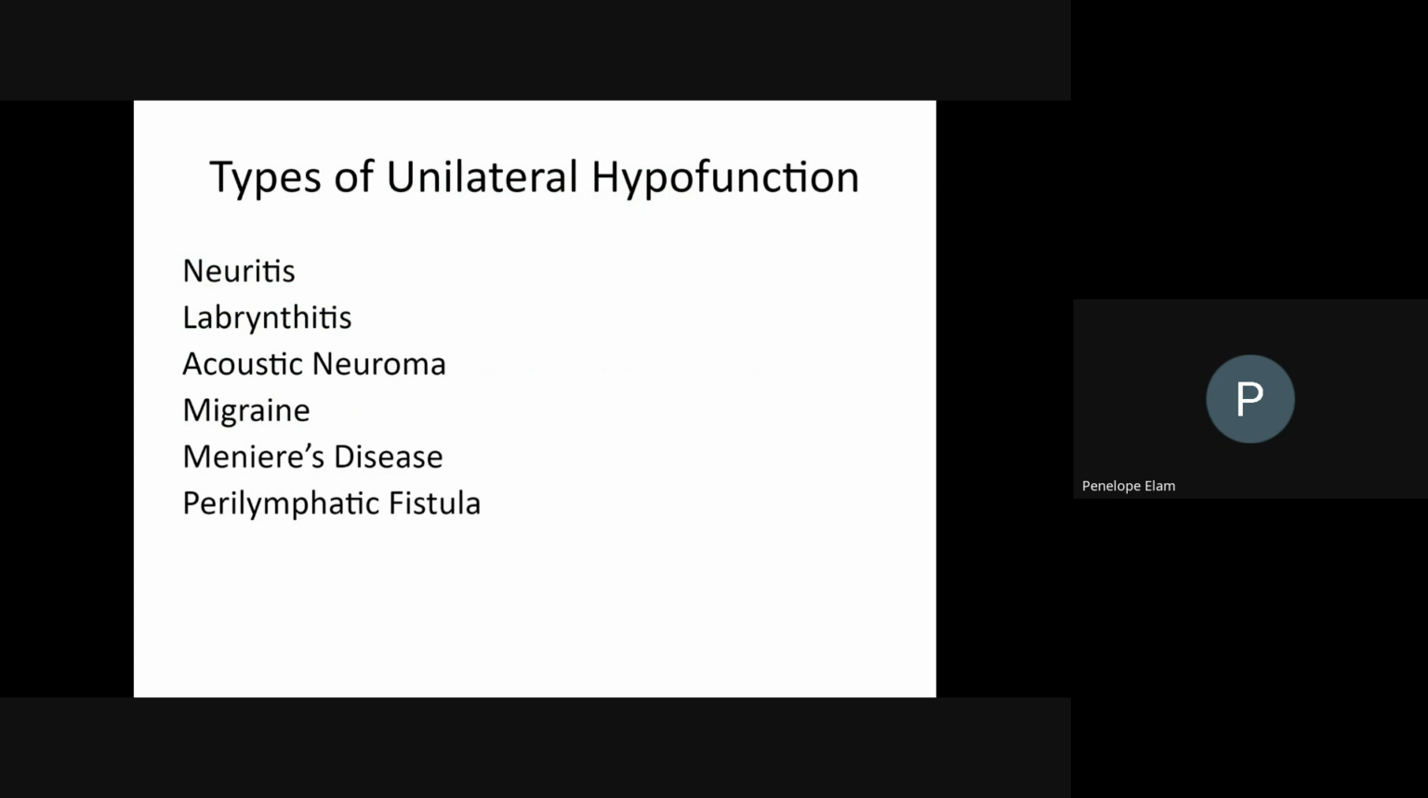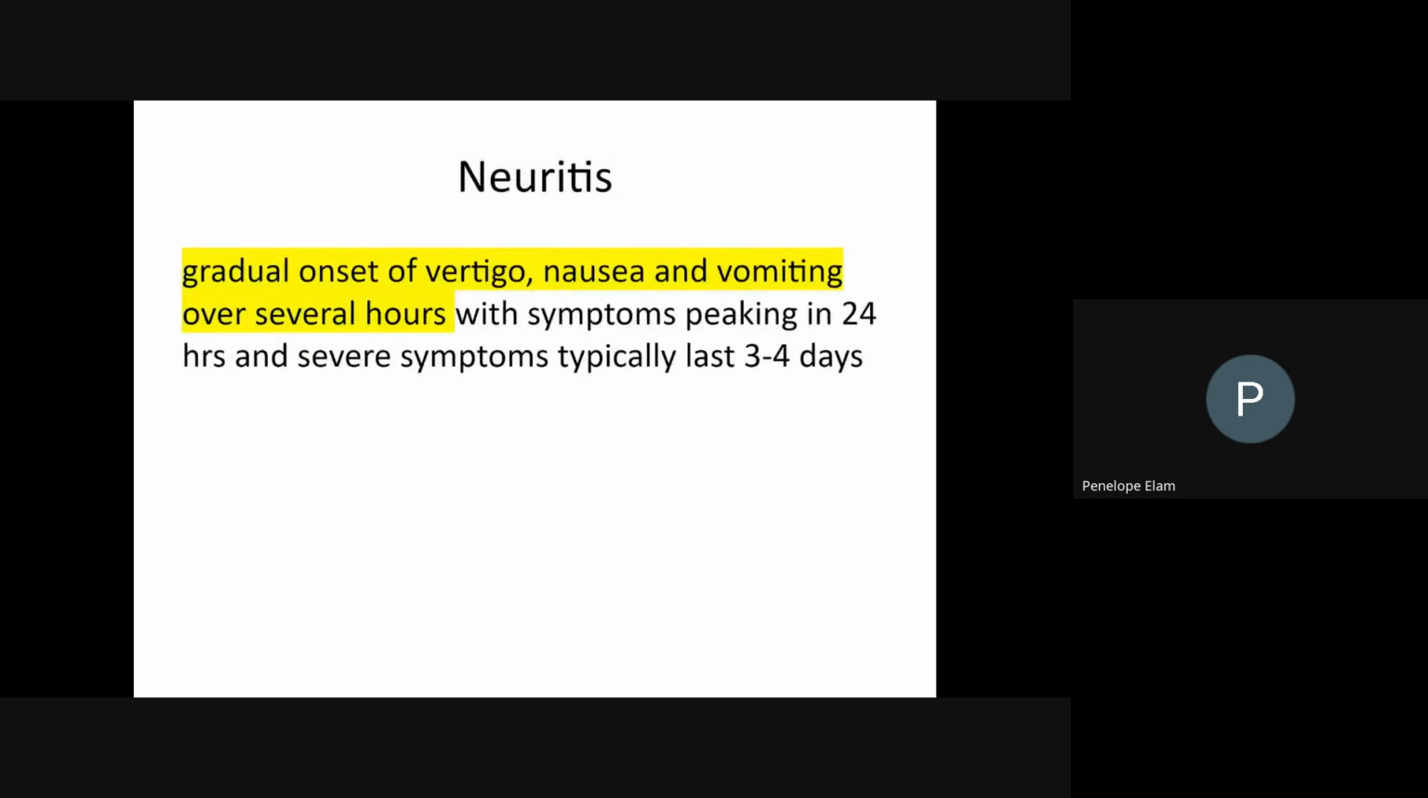So there's several different types of unilateral hypofunction. I have them listed there. We're going to talk about each one of them here briefly. It is not really our job to diagnose them per se and say, hey, you have a neuritis, hey, you have a labyrinthitis. Our job is, if they come in with us and we're trying to figure out what to do, sometimes it's helpful for us to know who to refer them to.